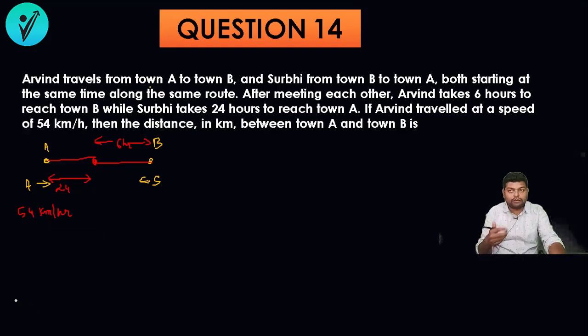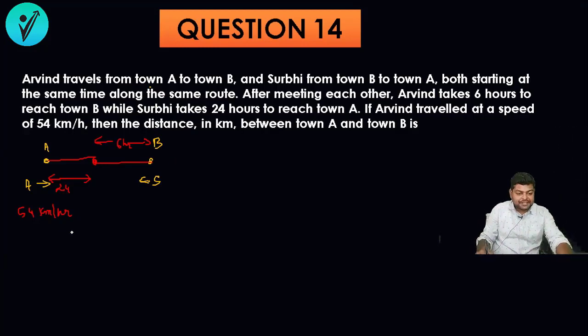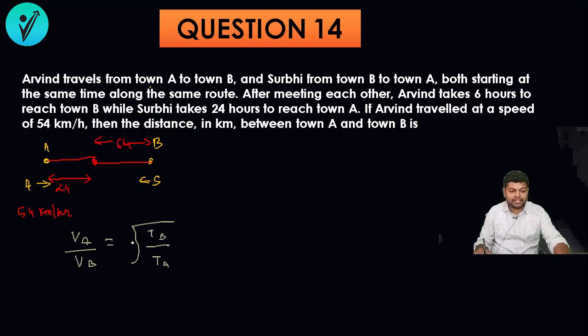Now before we find any distance, okay, so this is a scenario where two persons are traveling in the same path and after meeting they are taking certain time duration. So in this kind of question we have a direct relation, and what that relation is, speed of A upon speed of B will be equal to under root of time taken by B upon time taken by A. So whenever we have this kind of question, the ratio of speeds will be given as under root of time taken by B to reach the destination upon time taken by A to reach the destination after meeting for the first time.